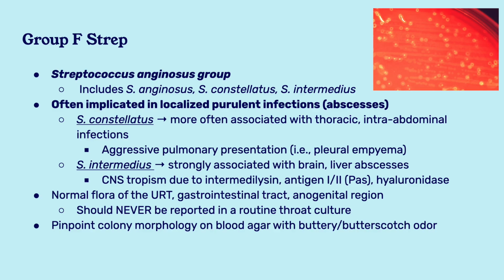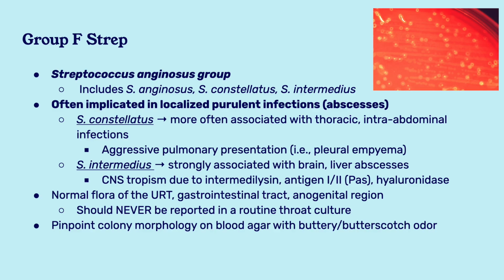Next, let's take some time to talk about group F strep. The Streptococcus anginosus group comprises the majority of the group F streps isolated in the clinical laboratory. In rare occurrences, some strains of Streptococcus dysgalactiae subspecies equisimilis are also group F. Group F strep are often implicated in localized purulent infections, such as abscesses. Strep constellatus is more often associated with thoracic and intra-abdominal infections with aggressive pulmonary presentations, while Strep intermedius is strongly associated with brain and liver abscesses.